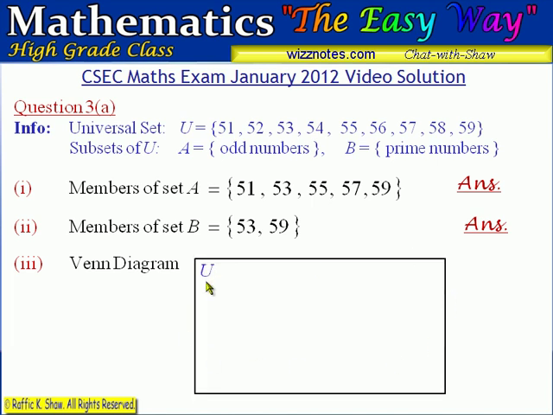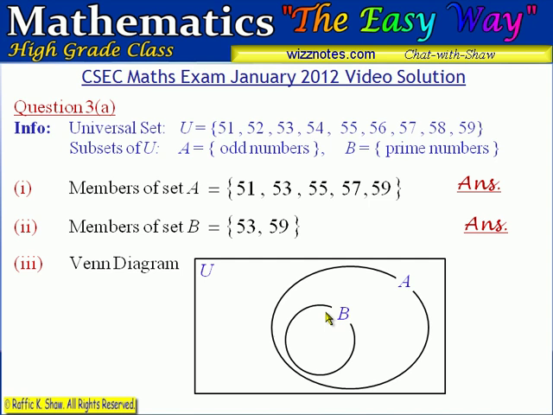Now first, we draw our rectangle to represent our universal set. And as I said, we have to draw a subset B within subset A, right? And to do that, we can draw our circles this way. That's set A, and then B is within set A, right? So the elements for set B, we place them inside here, and that's our 53 and 59, which are also in set A. And then this remaining section in set A will contain the elements not yet placed in set A, which will be the 51, the 55, and the 57, right? And we can therefore place those elements here, right?